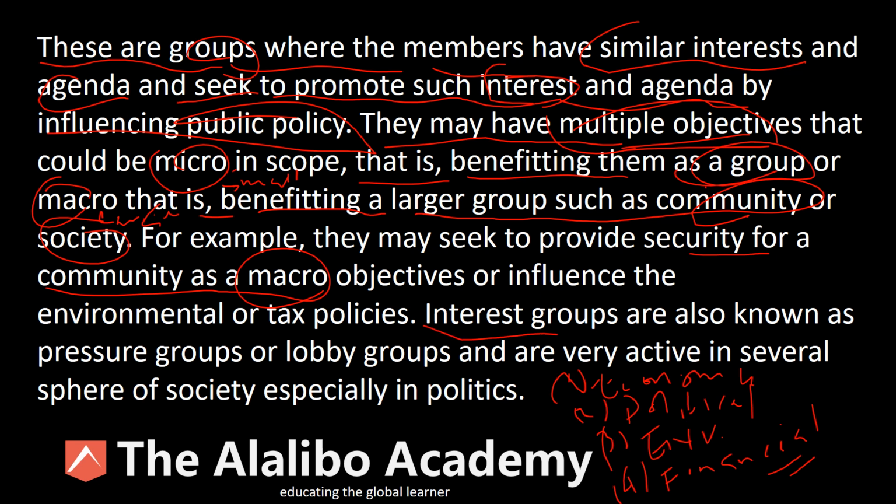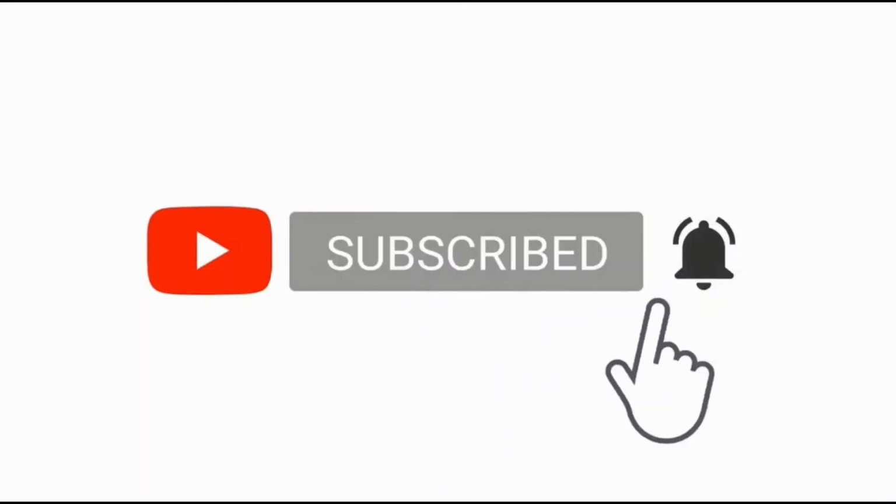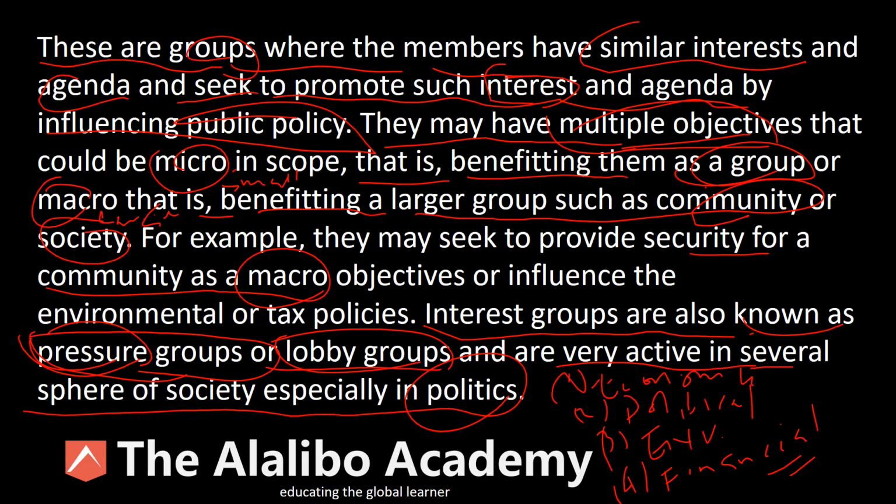Here it says, interest groups are also known as pressure groups, because they exert pressure on government, or lobby groups, because they lobby government officials to influence policy, and are very active in several spheres of society, especially in politics. They are all over the place, in state capitals, provincial capitals, in nations' capitals. That's where you find them mostly, because that's where people that influence policy usually are. You will find them there pressuring these officials to influence tax policy, environmental policy, societal policies, economic policies, religious policies, and what have you.